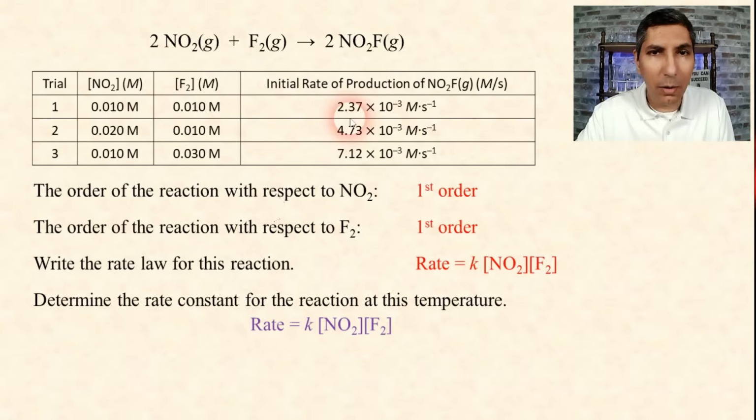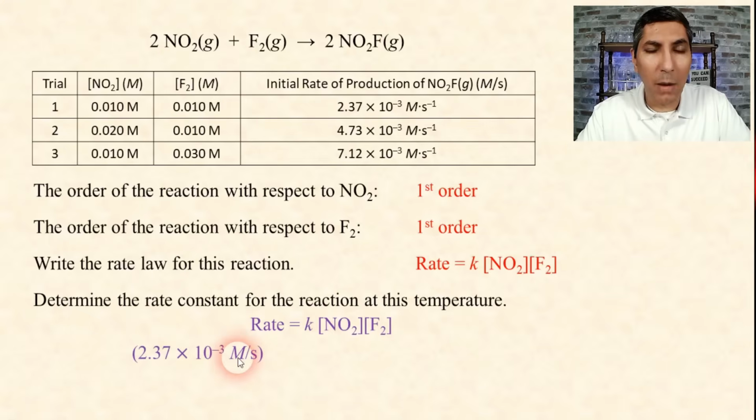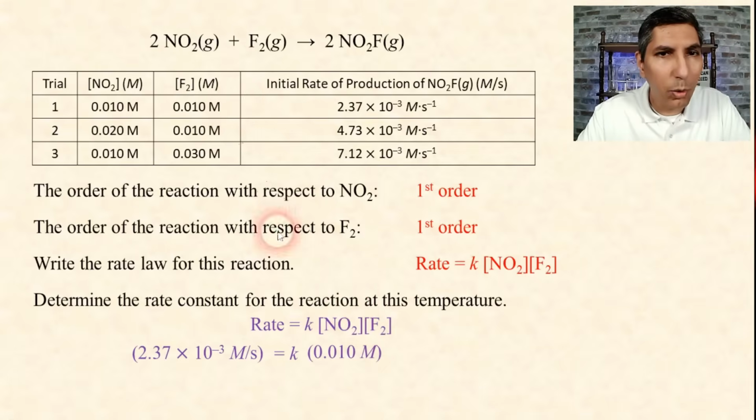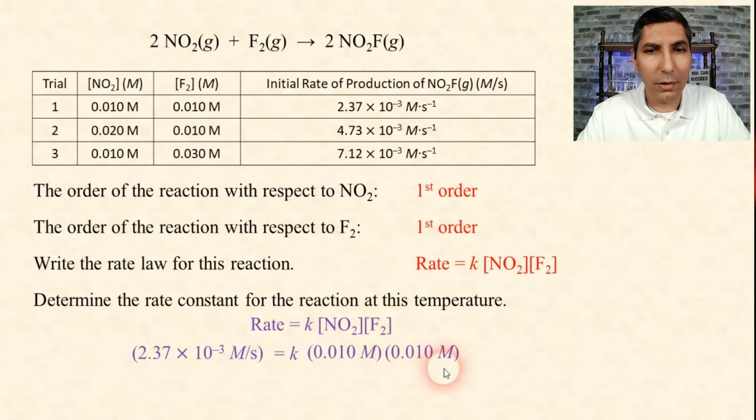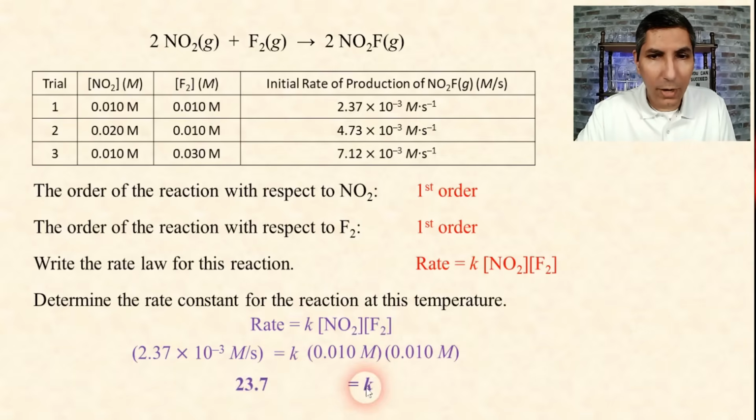So the rate in trial 1 is 2.37 times 10 to the negative third molar per second. Now the K is what we're solving for, so that's my unknown. The concentration of NO2 in trial 1 seems to be 0.010 moles per liter, and the concentration of F2 in that trial is also 0.010 moles per liter. So now all I have to do is solve for K. Now the calculating part of this is pretty easy. We find that K is about 23.7.